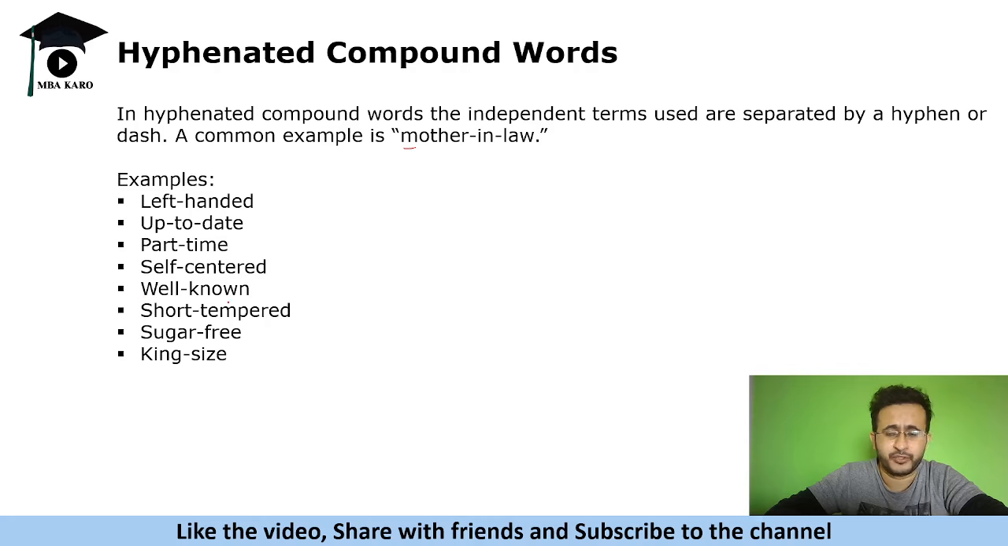Self-centered, well-known. Well is different, known is different. When you combine them, it becomes a single word, well-known, which means popular. Short-tempered. Short is a different word, right? Short means less in height and all. Tempered is a different word. When you combine, you get a different word. Sugar-free, king-size. So these are called hyphenated compound words. So there are three categories: open, closed, and hyphenated.